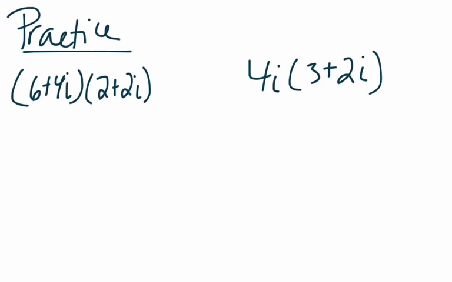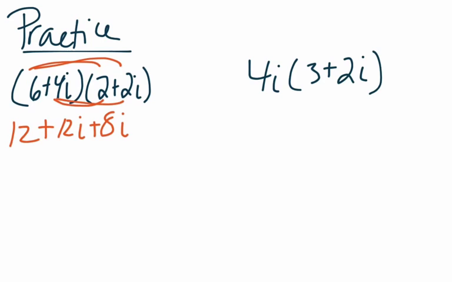Okay, so for this first problem, it's a FOIL problem. So we're going to do 6 times 2 is 12. 6 times 2i is 12i. 4i times 2 is 8i. And 4i times 2i is 8i squared. Remember that i times i is i squared. The two middle terms combine, so I get 20i. 12 plus 8 is 20.